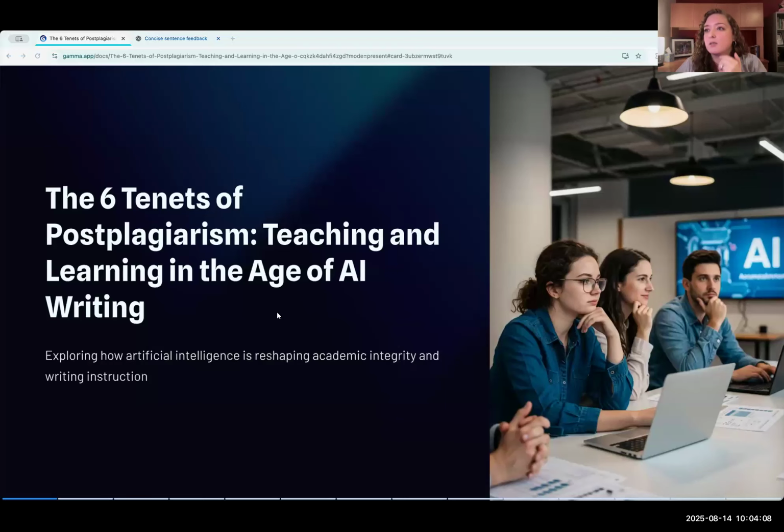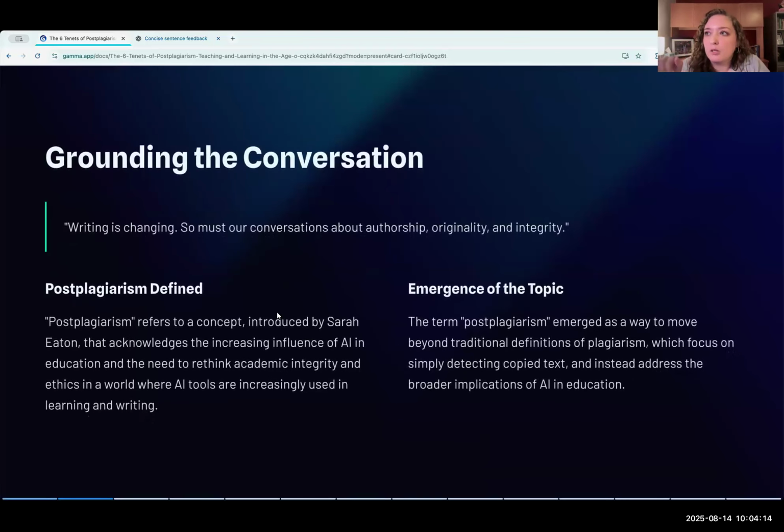All right. So, the 6 tenets of post-plagiarism. Just an overview. As we all know, writing is changing. So must our conversations about authorship, originality, and integrity. So, post-plagiarism refers to a concept introduced by Sarah Eaton.